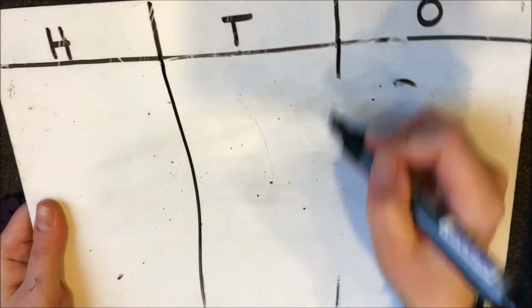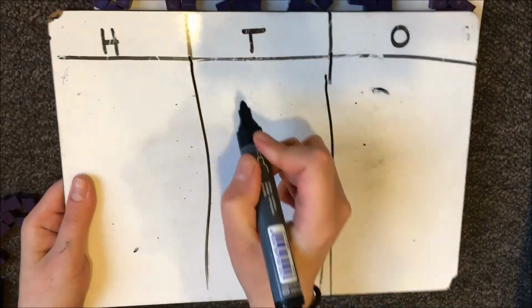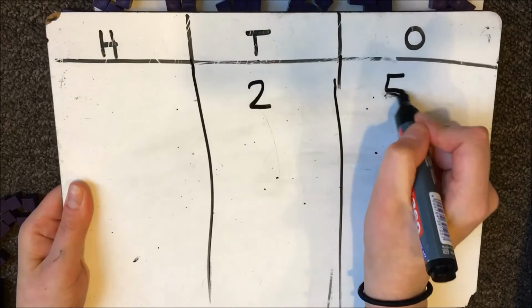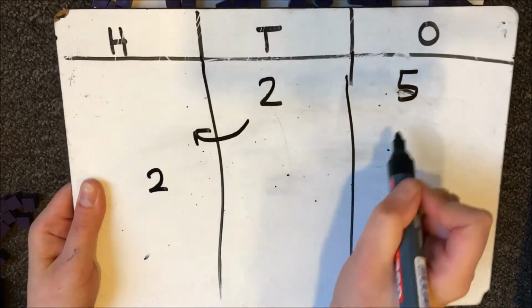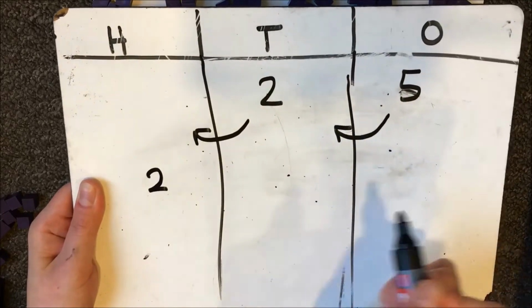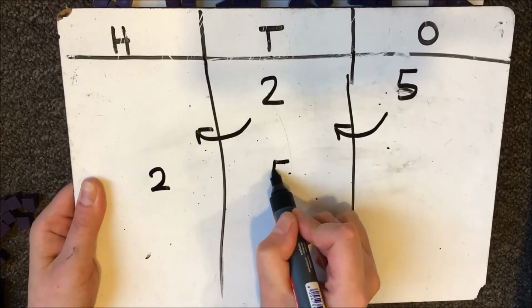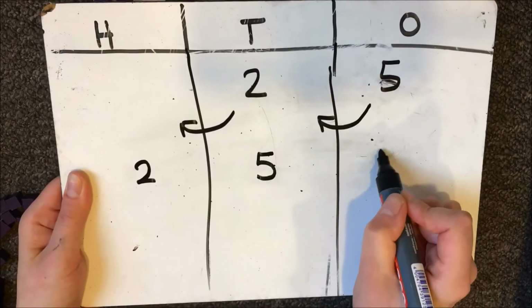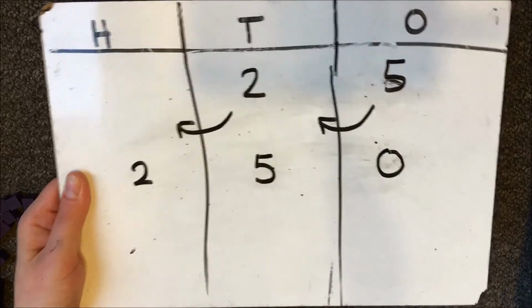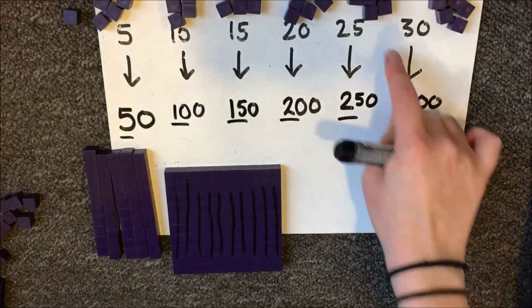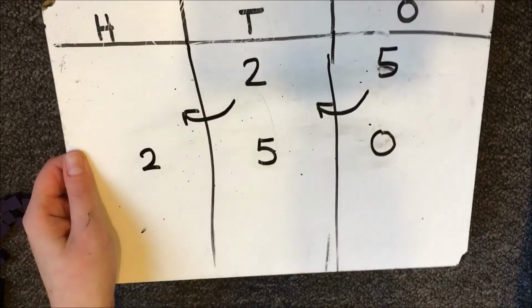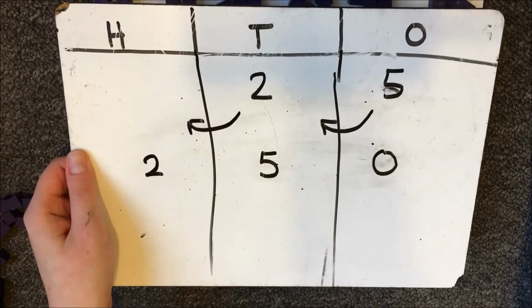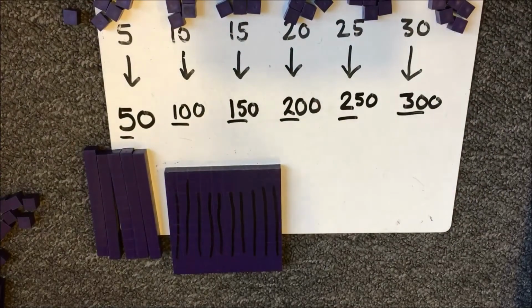So if you have 25, the 2 tens are going to move across to become 200. The 5's going to move across to become 5 tens, which is 50. And we've got no 1s. That's why you have a 0 on the end when you times by 10, because it's moving across to the next place value column. You're doing really well so far.